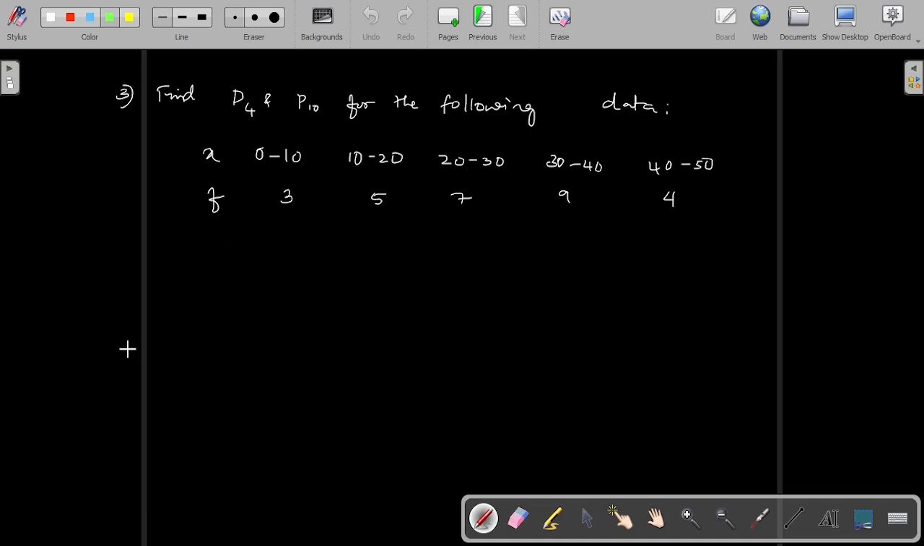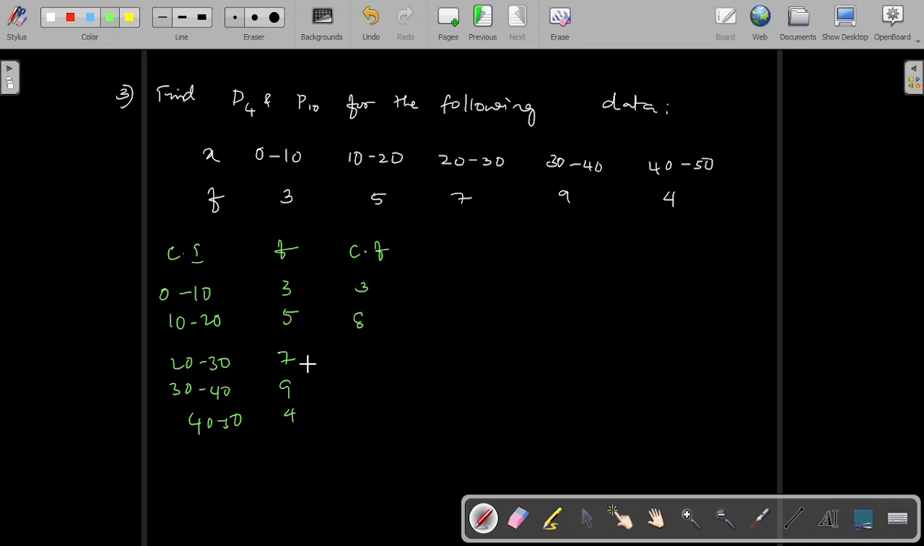Now see the last problem. Find D4 and P10 for the following data. This is grouped data. So the class intervals are 0 to 10, 10 to 20, 20 to 30, 30 to 40 and 40 to 50, with frequencies 3, 5, 7, 9, 4. Then you have to find the cumulative frequency: 3, 3 plus 5 is 8, 8 plus 7 is 15, 15 plus 9 is 24, 24 plus 4 is 28. So capital N equals 28.